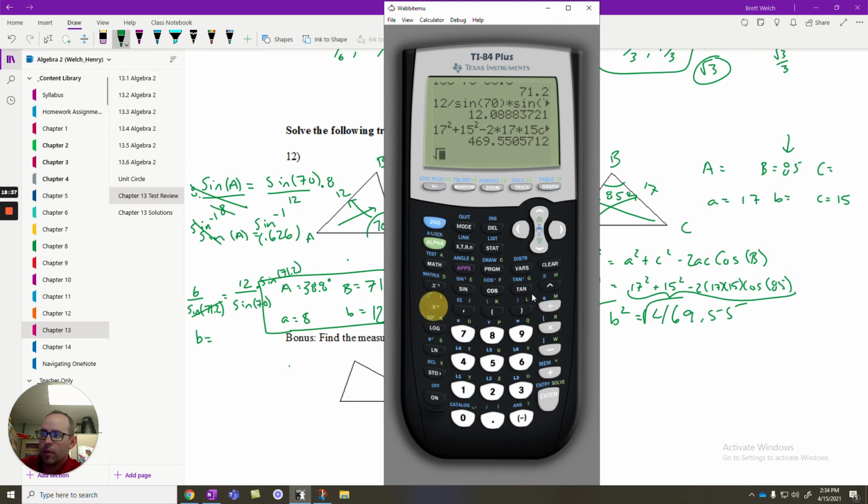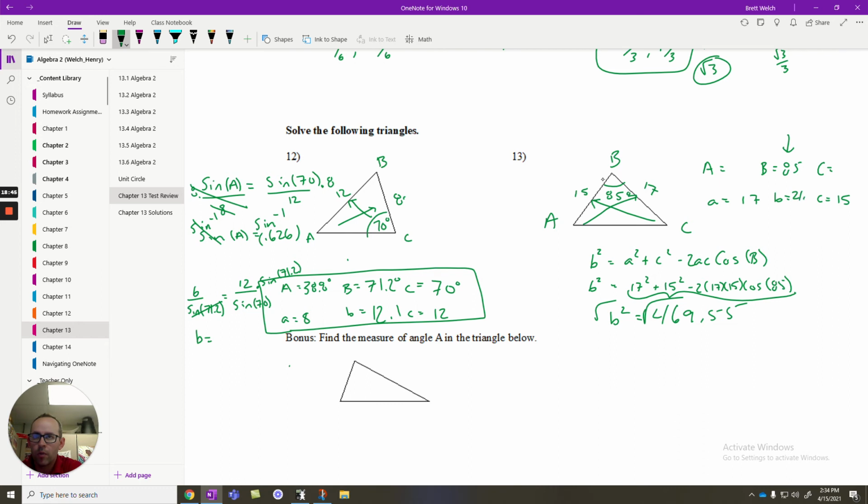We take the square root of that answer. We get 21.7. And now I need to find capital A or capital C. I have both B's, so I can now use the law of sines if I want, make it a little bit simpler. Let's go after, well, it really won't matter, but I'm going to go after C. So now I've got the sine of big C over 15 equals the sine of 85 over 21.7.